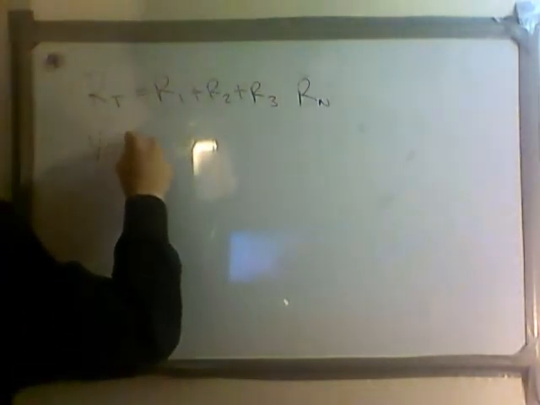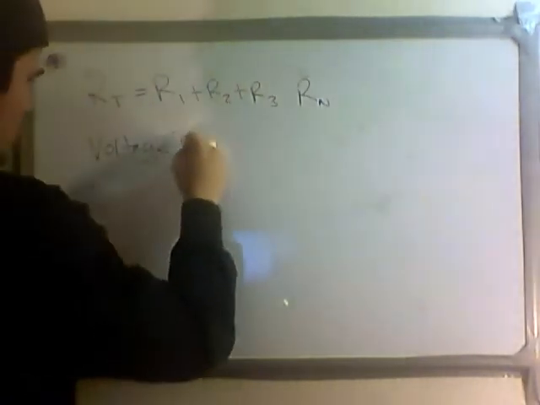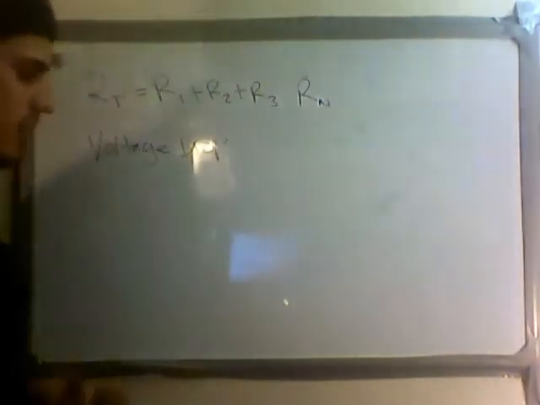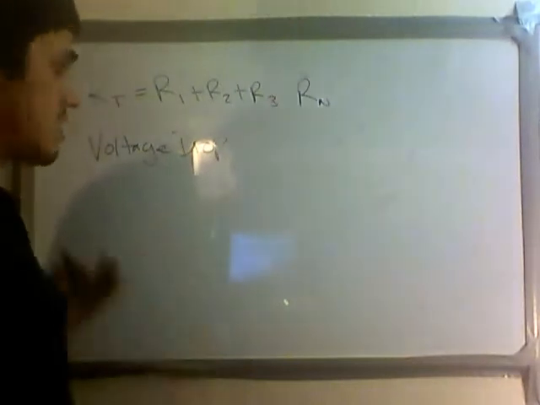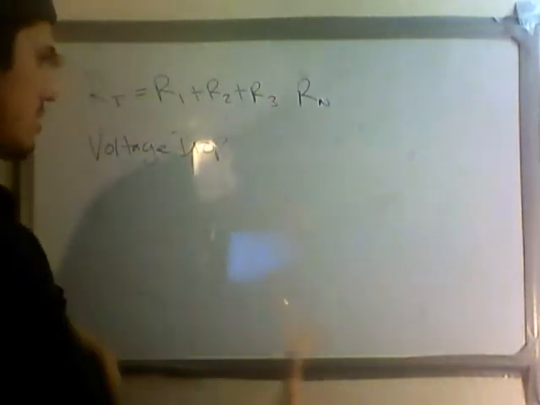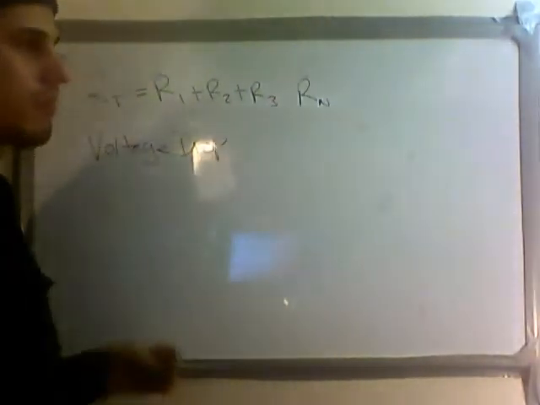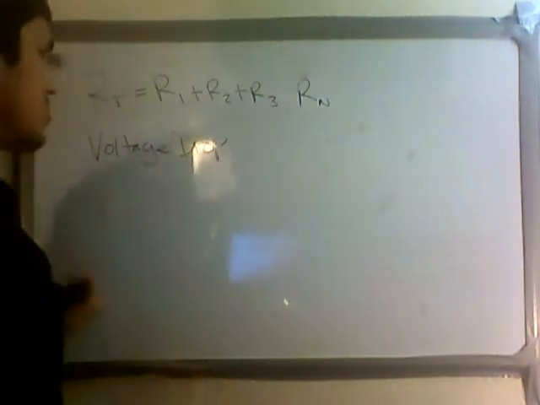If you wanted to calculate the voltage of a series circuit, then you need to take into consideration something called voltage drop. And voltage drop basically is across an entire series circuit. When loads are placed in series, they experience a drop in pressure, or a voltage drop.